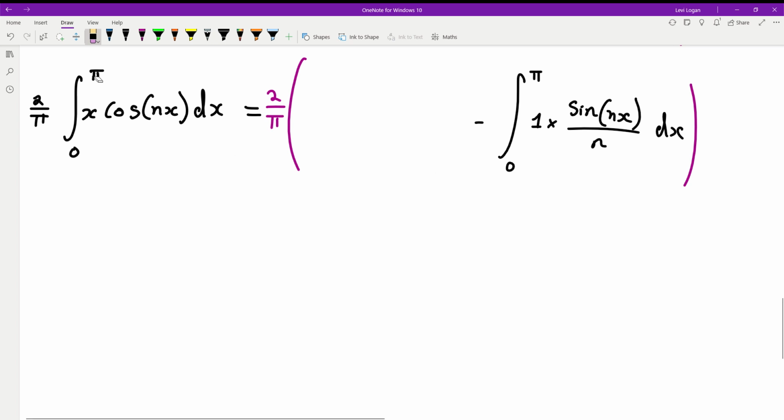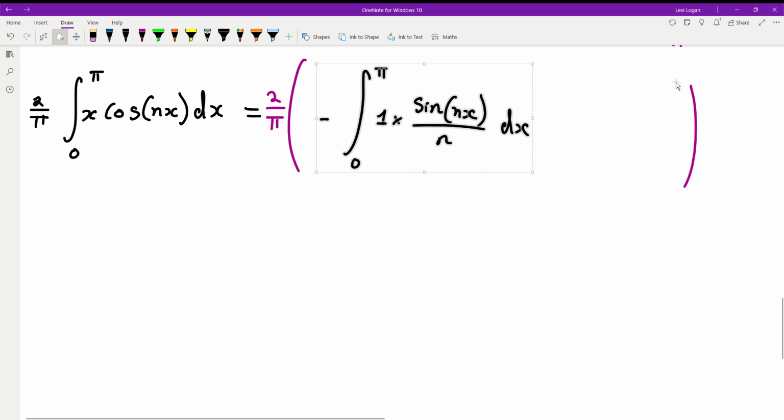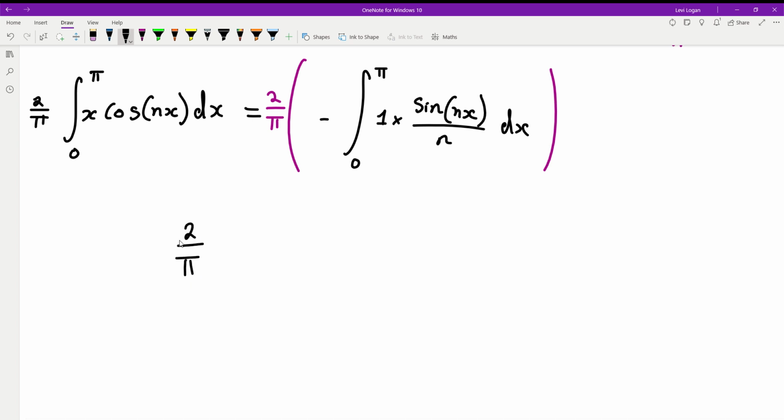So all I'm going to do is just move this guy just a little bit closer. Yoink. Righto. So if I just rewrite this, we just grab 2 on pi, and we can chuck that negative out the front with it as well. And we have the integral from 0 to pi of sine of nx on n dx.